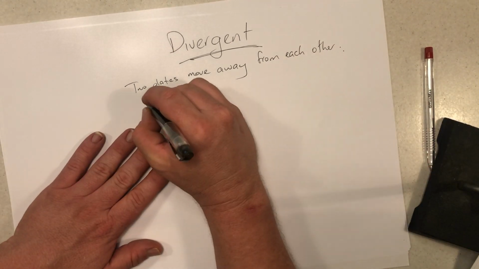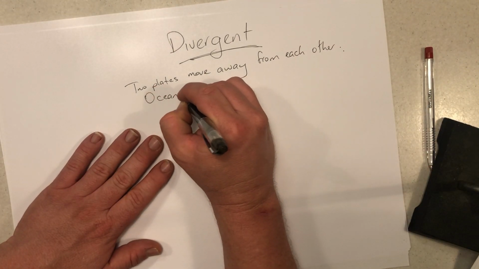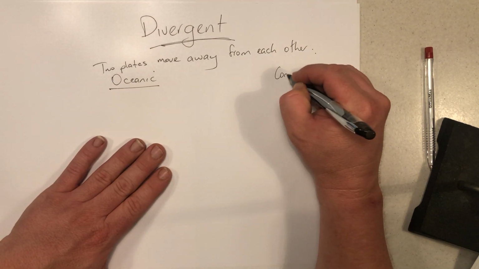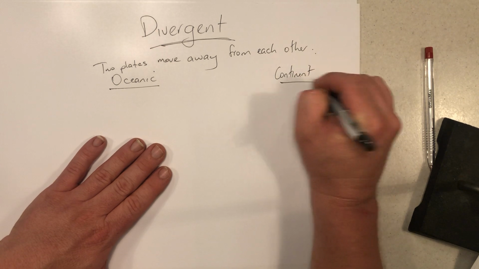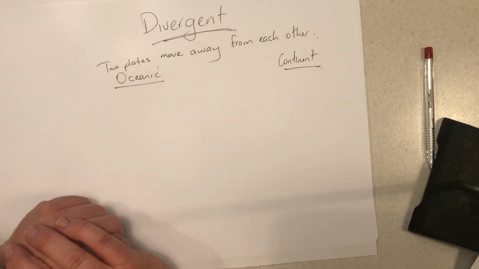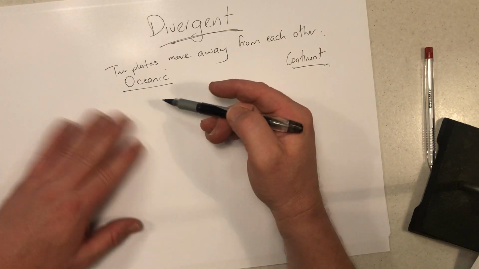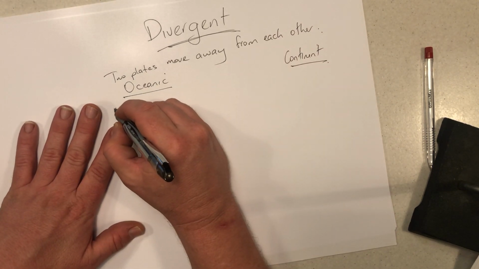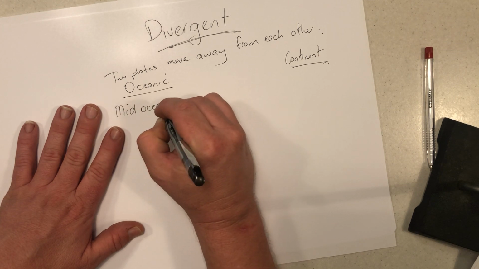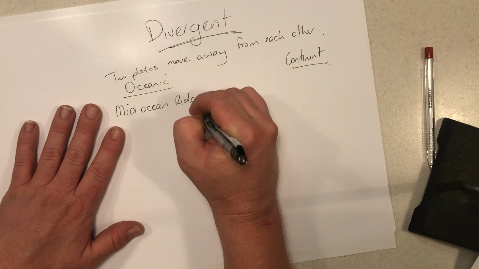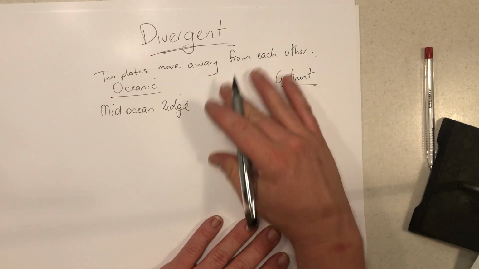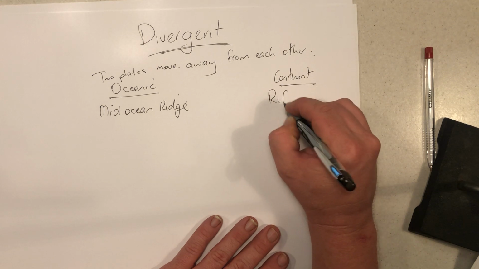It can occur in the ocean, or it can occur on the land. With each, we get different features. Within an oceanic setting, we get what's called a mid-ocean ridge. In the middle of a continent, we get something called rifting.